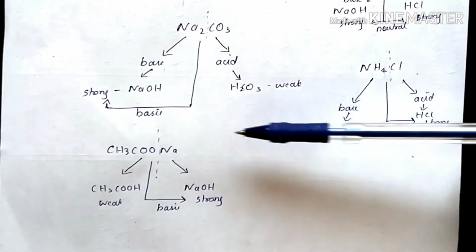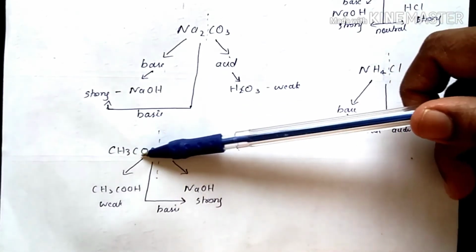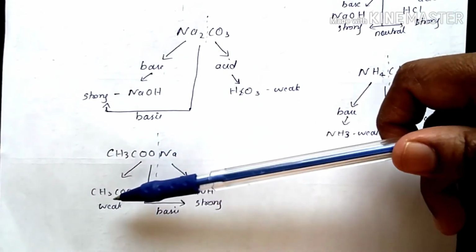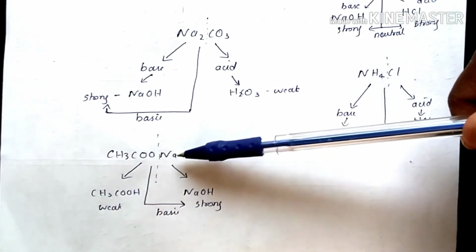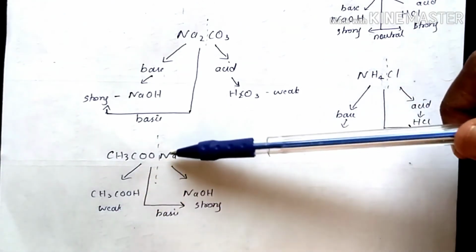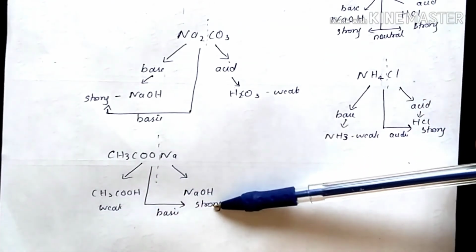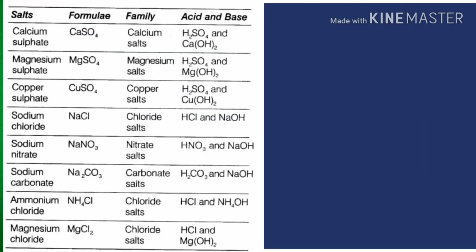Then the next one is sodium ethanoate. You can see the acidic part is from the weak acid, ethanoic acid, and the sodium is from sodium hydroxide, which is a strong base. So the salt will be basic in nature because the base is strong here. So this is how you check if a salt is acidic, basic or neutral in nature.